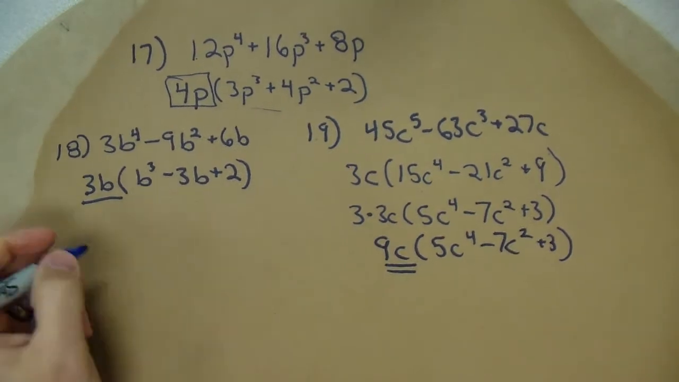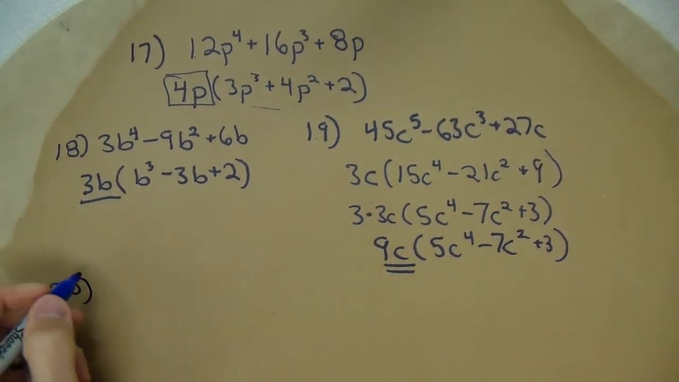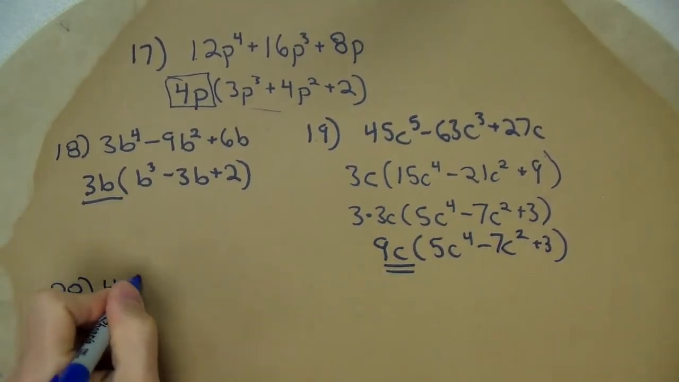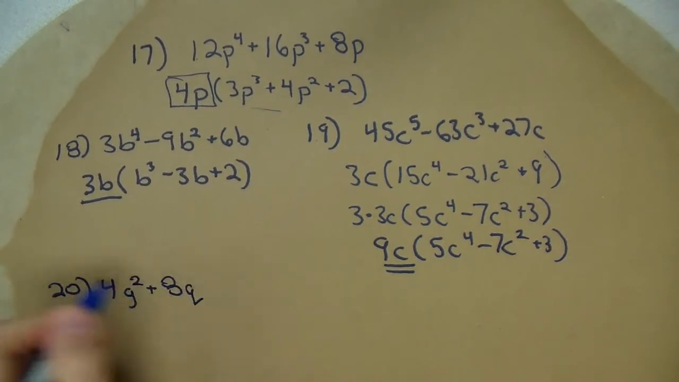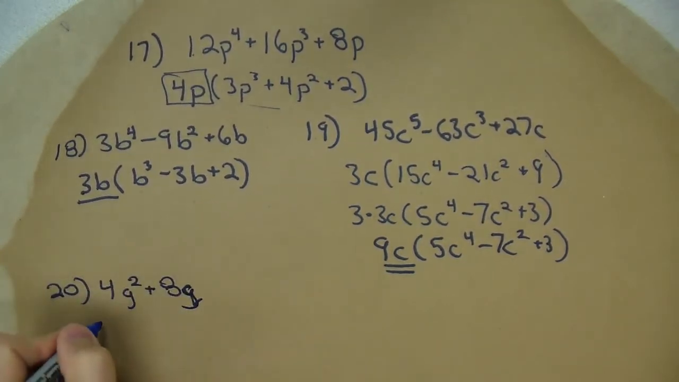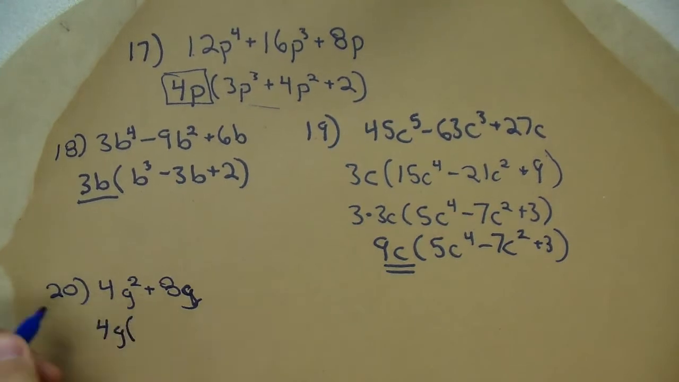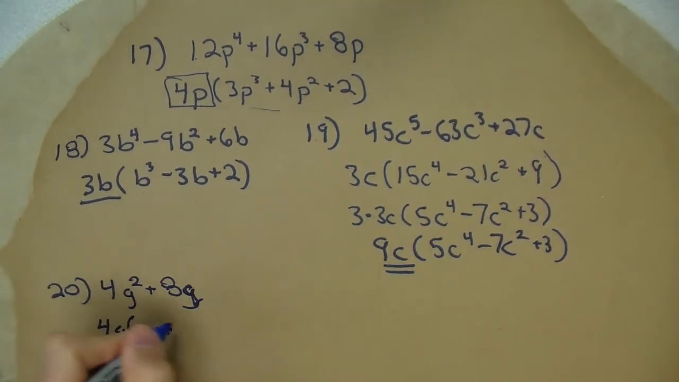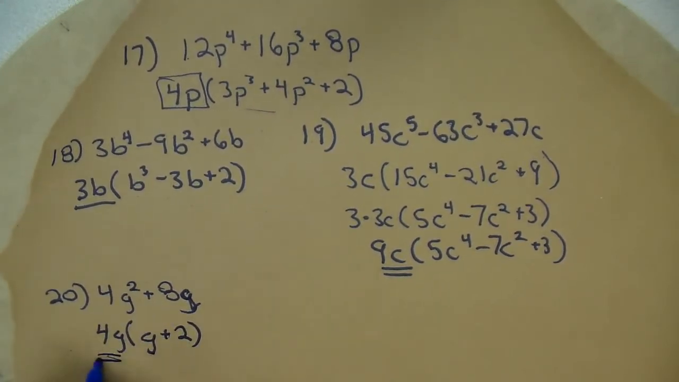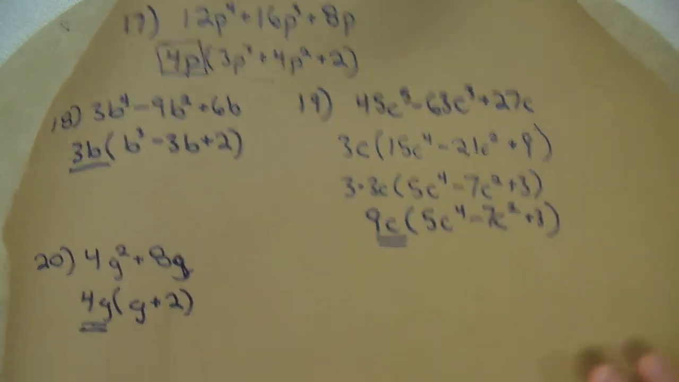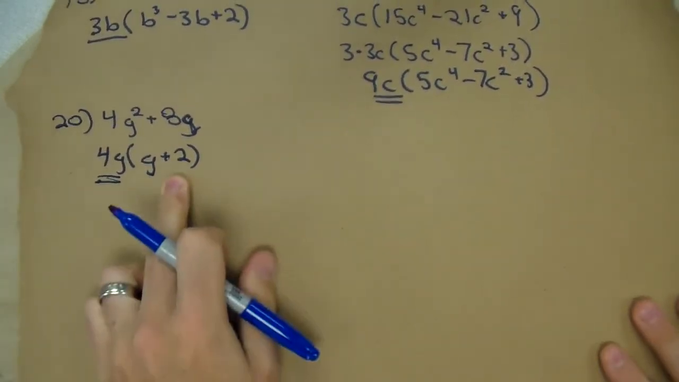Let's go to 20. In 20, we have 4g squared plus 8g. I'm going to take out a 4g from each term. Leaves me with g plus 2. The greatest common factor was 4g, and then the rest is g plus 2.